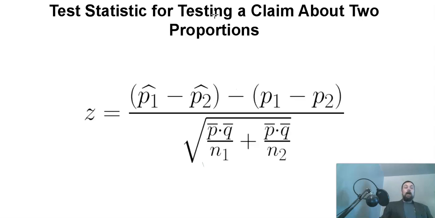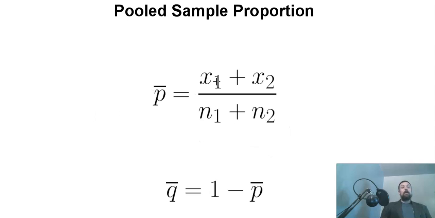Now, to calculate p bar, you take x1 plus x2 divided by n1 plus n2. Remember, x is the number of successes. So x1 is the number of successes in the first sample from the first population. x2 is the number of successes in the second sample from the second population. Of course, n1 and n2 we already talked about. So this is called the pooled sample proportion.